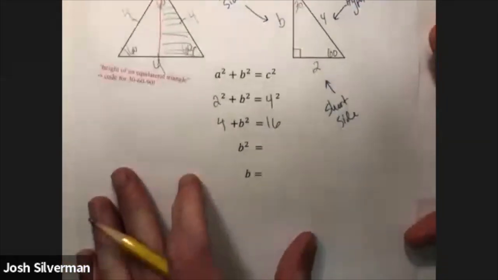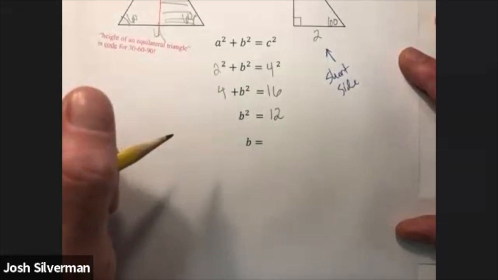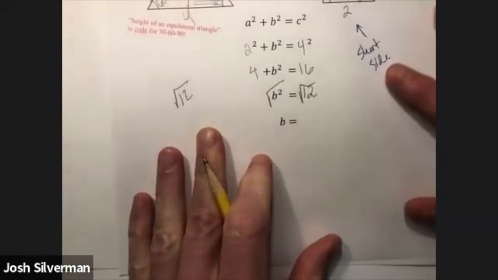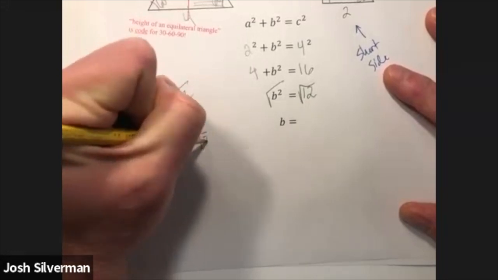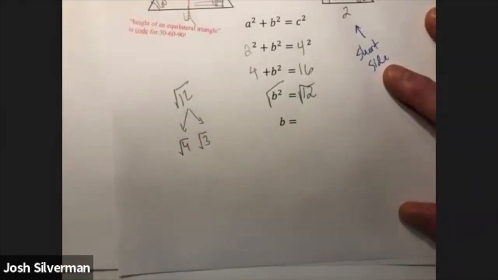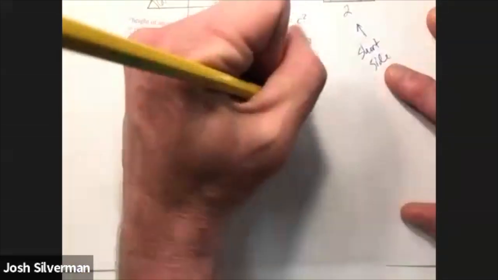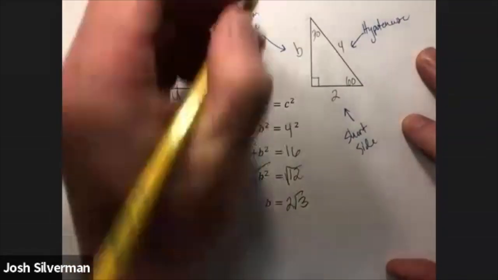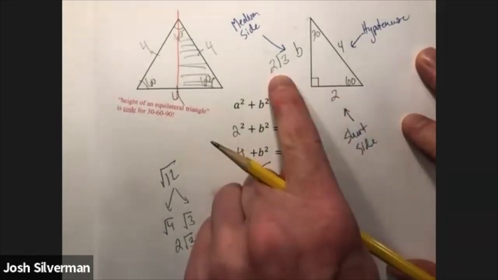Subtract that 4 from both sides, and b squared is 12. Take the square root of both sides. Well, we got to do root 12. Now, root 12 is the same as root 4 times root 3. And what's the square root of 4? 2. 2 root 3. B is going to be 2 root 3. So check it out. When the shortest side is 2, the hypotenuse is 4, and the medium side is 2 root 3.